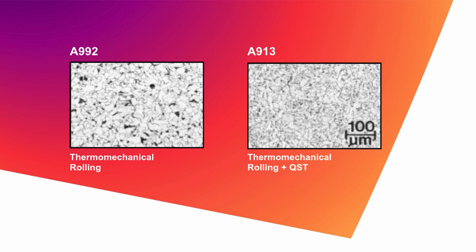The QST process introduces additional grain refinement into the microstructure of A913. This additional grain refinement is what gives A913 its heightened yield strength. We can see this visually as well. While both A992 and A913 are produced with a thermomechanical rolling process, the effect of QST on the grain size refinement is evident for A913.